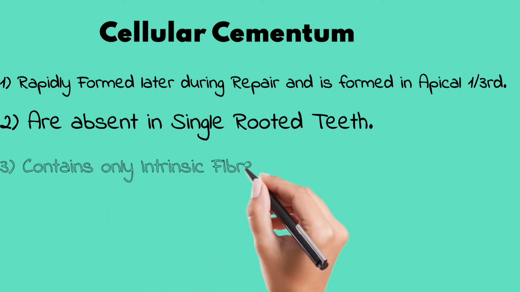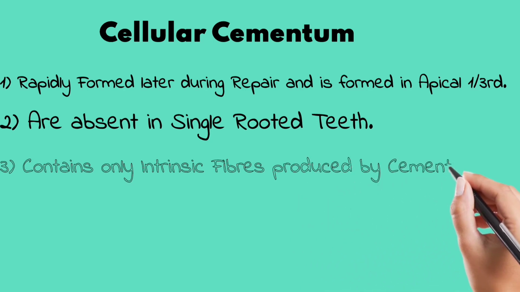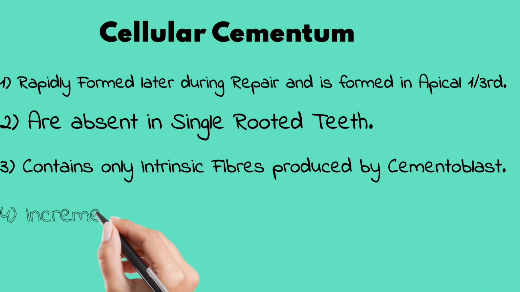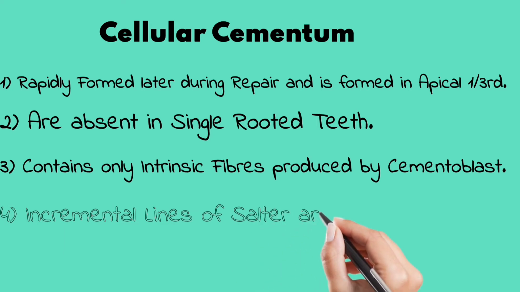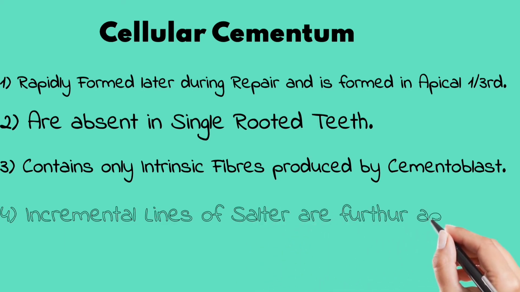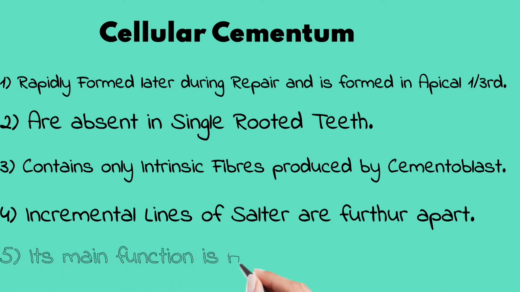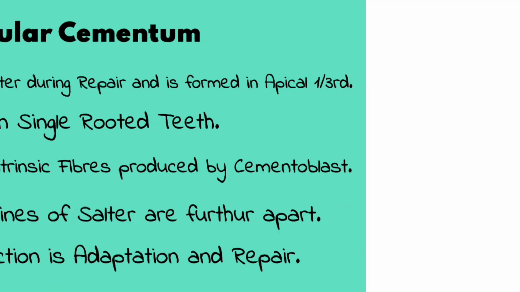So remember that the acellular cementum is present in the single rooted teeth, while the cellular cementum is absent in the single rooted teeth. Next, we need to know that it contains only intrinsic fibers which are produced by the cementoblasts, and the incremental lines of Salter are wide apart here. Next, we need to know that the main function of the cellular cementum is adaptation and repair.